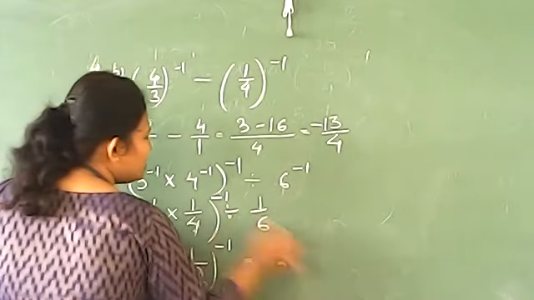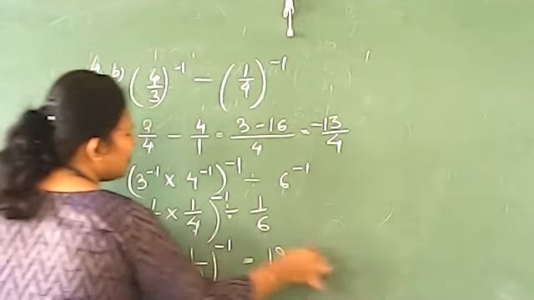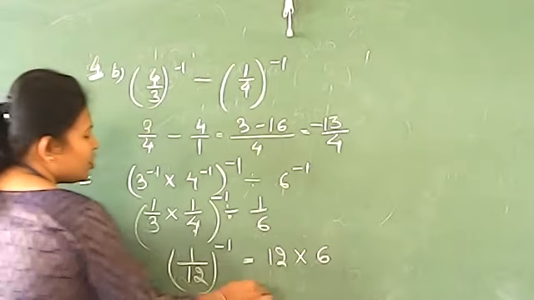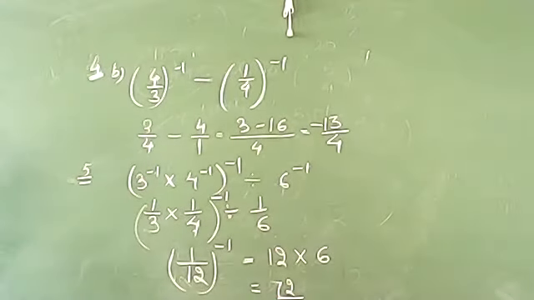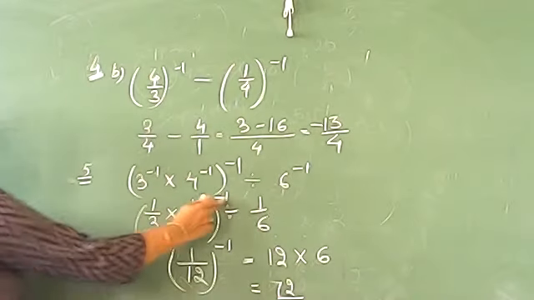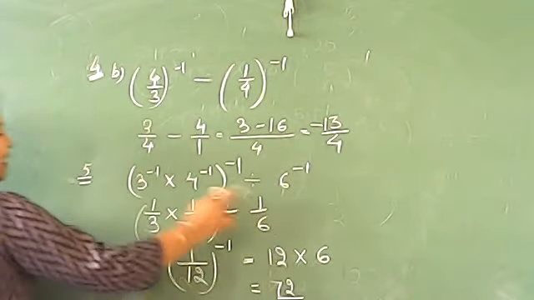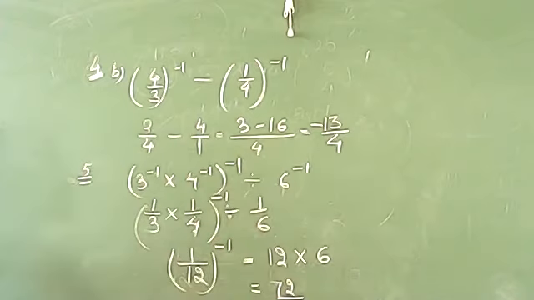Now division means it will become multiplication. 1 by 6 becomes 6. So 12 sixes are 72 will be the answer. The process remains the same, only we forgot this minus 1 sign. So we put this minus 1 sign and then take the reciprocal of it. So the answer would be 72 in this case.